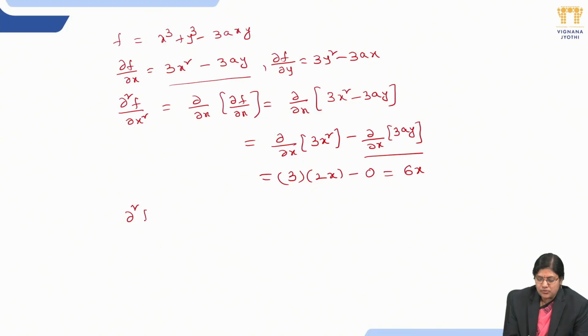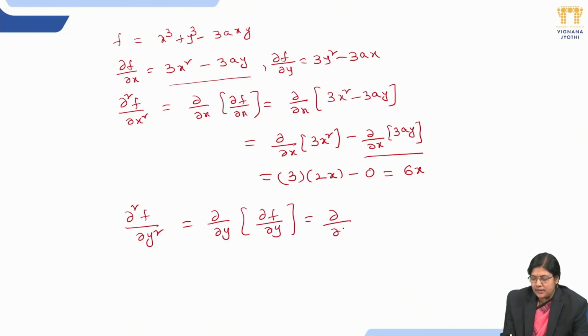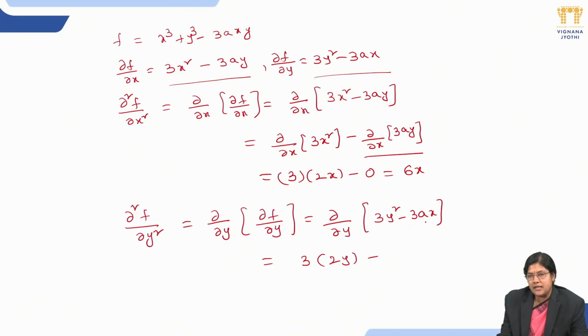Similarly, ∂²f/∂y² can be calculated as ∂/∂y of ∂f/∂y. That is equal to ∂/∂y of, what is ∂f/∂y here? Here ∂f/∂y is 3y² − 3ax. When you are differentiating with respect to y partially, the derivative of 3y² with respect to y is 3 into the derivative of y², which is 2y. When you are differentiating 3ax with respect to y, it is 0. That is 6y.